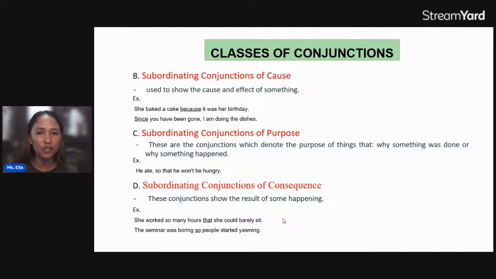Subordinating conjunctions of cause are used to show the cause and effect of something. It's very clear here, the cause and the effect. Then conjunctions of purpose show why something was done or why something happened. And the consequence is the result of some happening. So what's the result of your action? Because you work so many hours, you could barely sit. And because the seminar was boring, people started yawning. All right, so I hope it's clear.